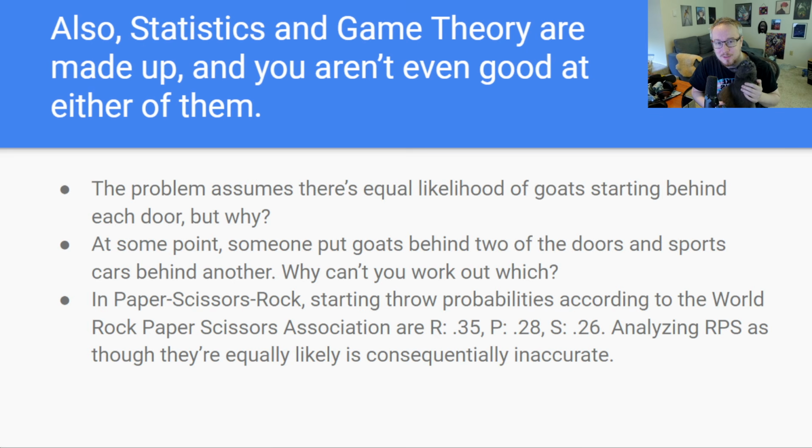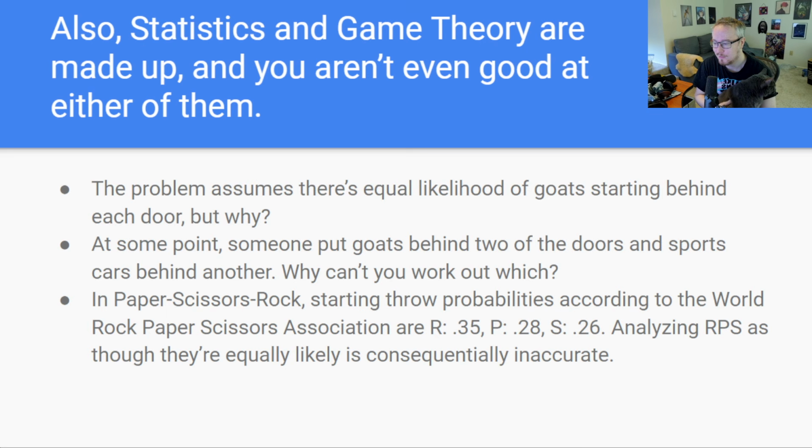The world can only be one thing, actually. I mean, for the most part, there's some weird physics things going on. I don't know physics either. But yeah, at some point, somebody put two goats behind two of the doors and a sports car behind another. Why can't you just work out which door has the sports car behind it? Are you allowed to just go look?